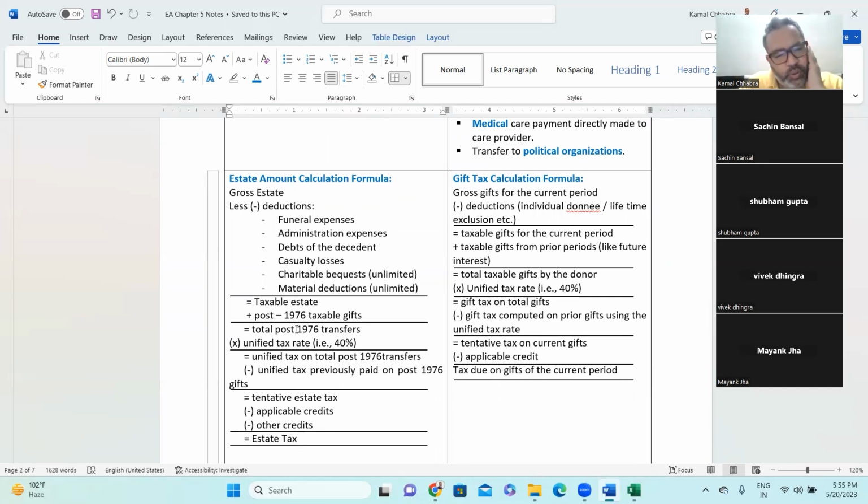For example, if Shubham is giving gifts to Kamal, Vivek, Mayank, and Sachin, you can give $15,000 to each of the four of us. If I continue this for 20 years, I can give gifts unless I reach the $11.7 million. Yes. Cumulative limit is 11.7.